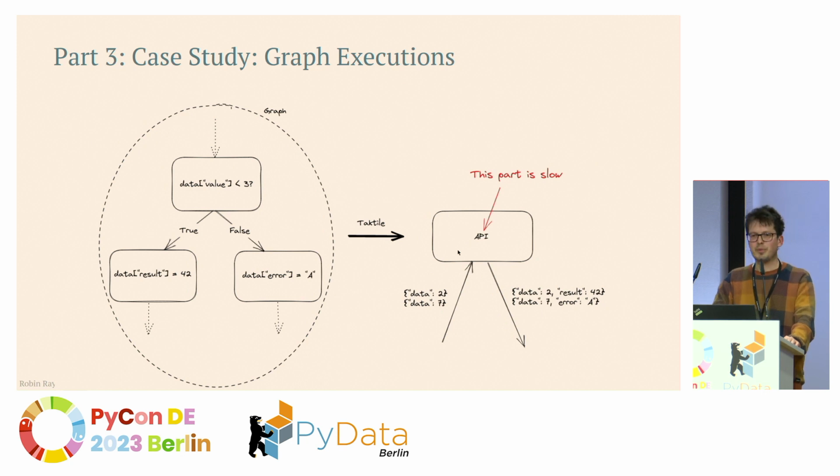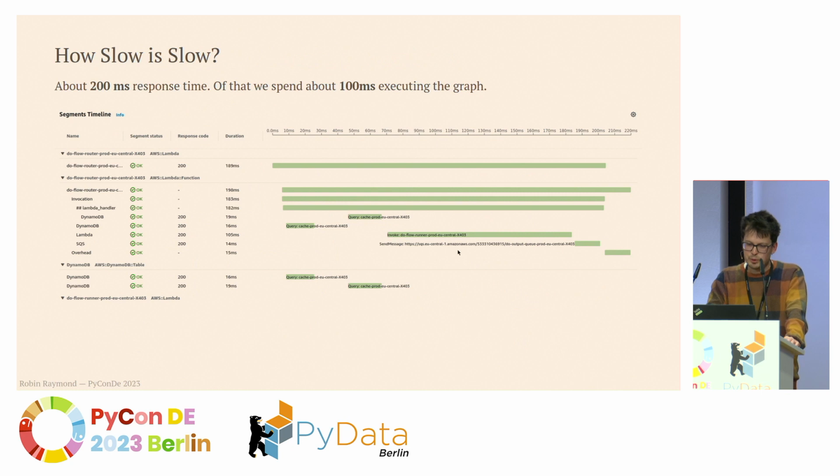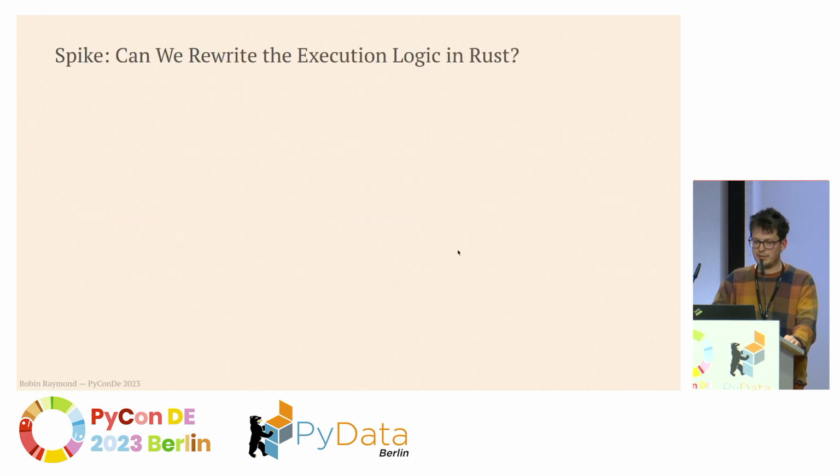This part is a bit slow, or some of our customers think it's a tad too slow. So the question was, can we maybe use Rust to optimize this? First, let's talk a little bit about how slow is slow. In the best case, if we have really easy decisioning logic, we're talking about a 200 millisecond response time. Of that 200 milliseconds, about 100 milliseconds is actually spent executing the graph. The rest of it is other Lambda functions or API gateways or cache reads or stuff like that. So we're looking at a trace snapshot here of a call that is about 200 milliseconds in total, and we spend about 100 milliseconds executing the graph.